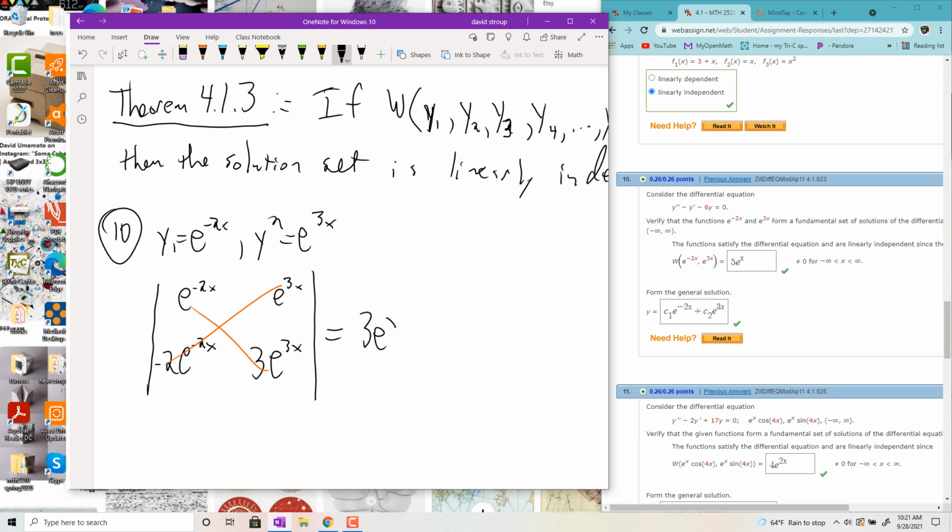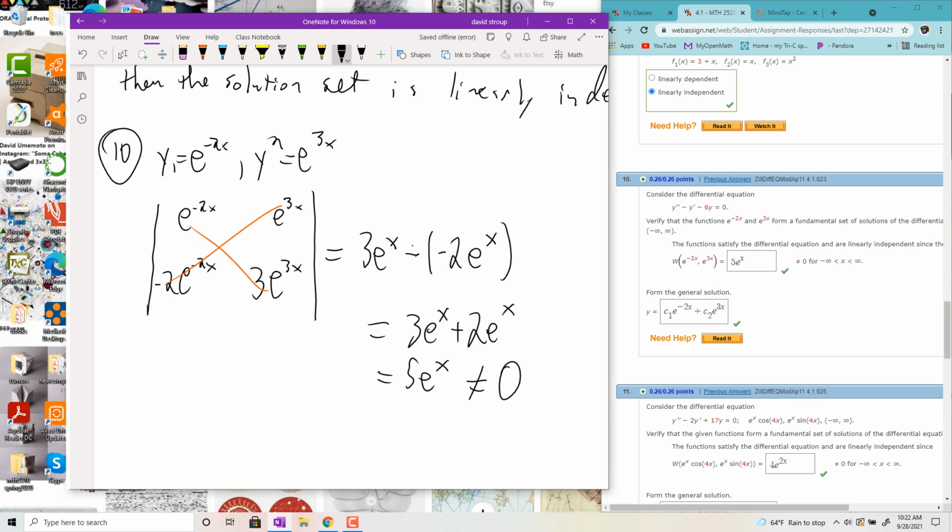So you get 3e to the 3x times e to the negative 2x. You add the exponent, so you just get 3e to the x minus negative 2e to the negative 2x times e to the 3x. Again, add the exponents, you just get e to the x. And at the end of the day, it'll be 3e to the x plus 2e to the x, which will equal 5e to the x, which is not equal to 0. So in this case, we have a linearly independent set, hence the set is linearly independent.